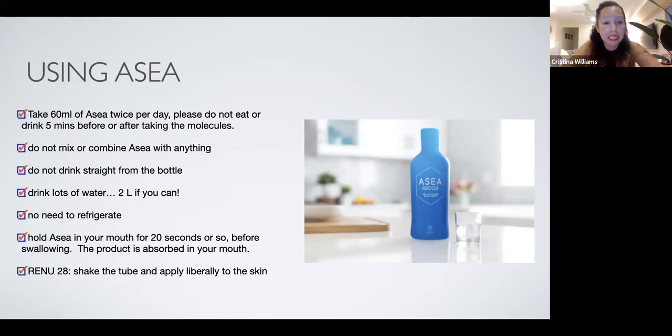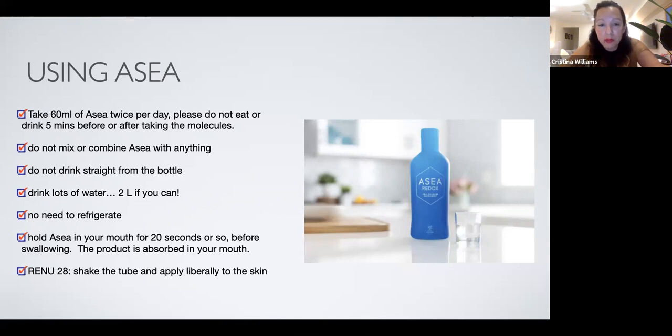So when you start taking ASEA, you will talk a little bit with the person who introduced you about your exact amount. But for most of us, it's going to be 60 ml twice a day. So you'll use the little plastic cap that comes with your bottle. Make sure you don't mix it or combine it with anything. Don't drink straight from the bottle. Drink lots of water. You don't need to refrigerate it, but you can. Hold ASEA in your mouth for 20 seconds or so before swallowing. This is very important because the product is absorbed in your mouth.